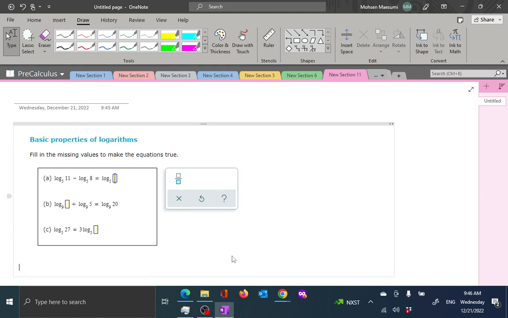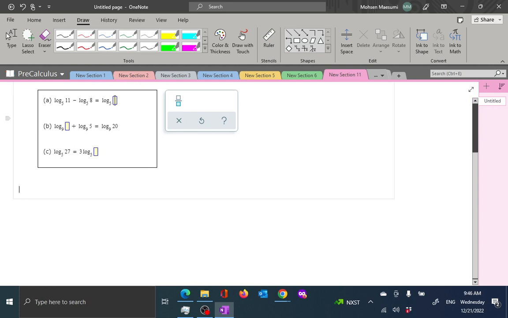We are going to start logarithms today. We mentioned it last time, but today we are going to go through the basic properties. I will explain the properties of logarithms, which will help you to answer this type of question quickly. So let's go ahead and see what our setup is in this problem.